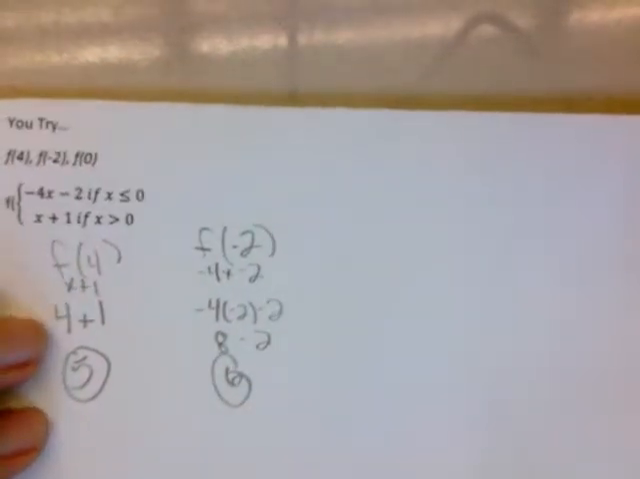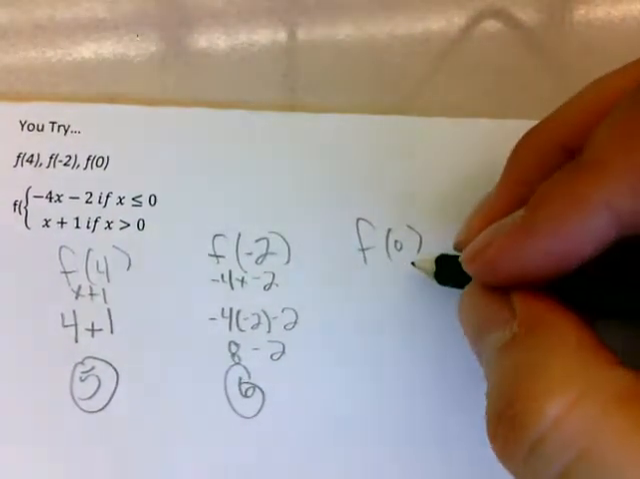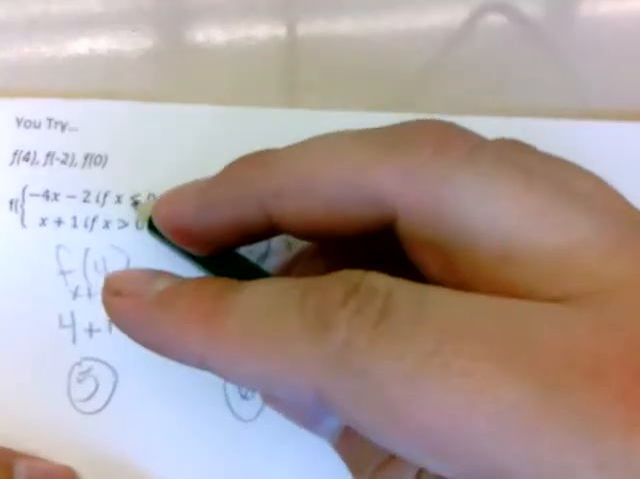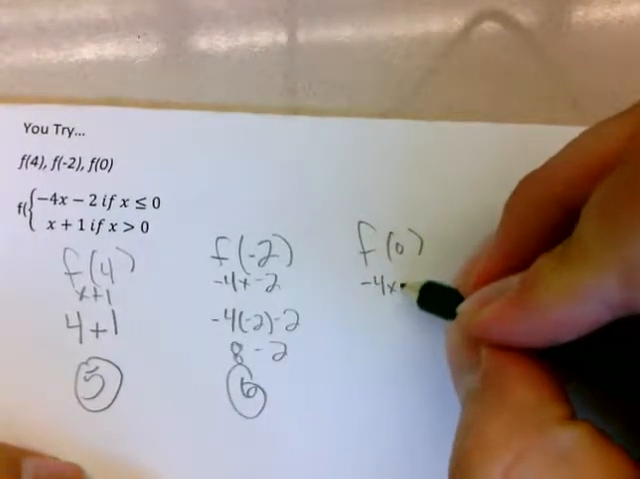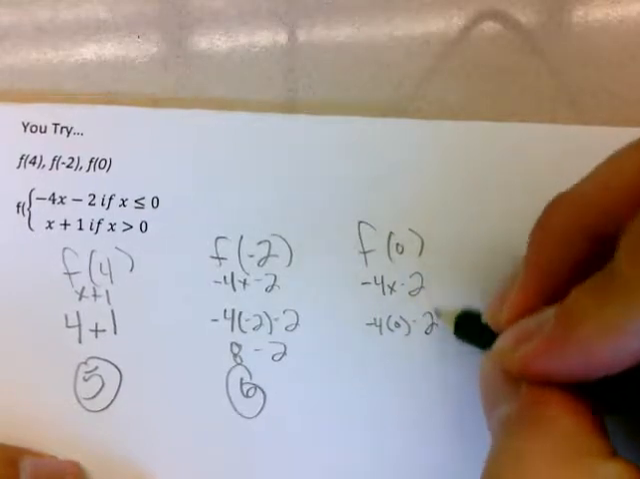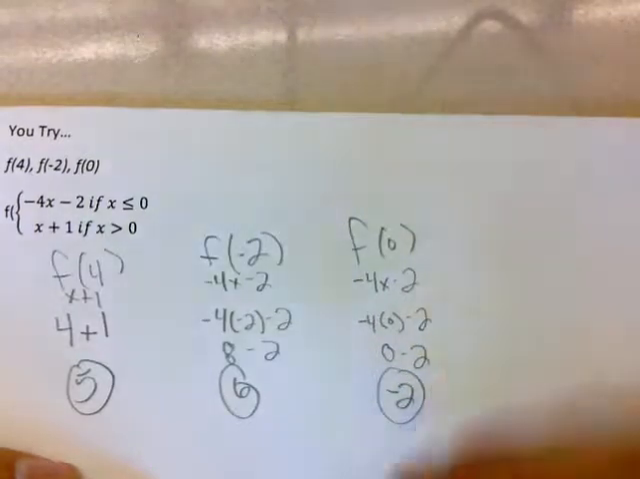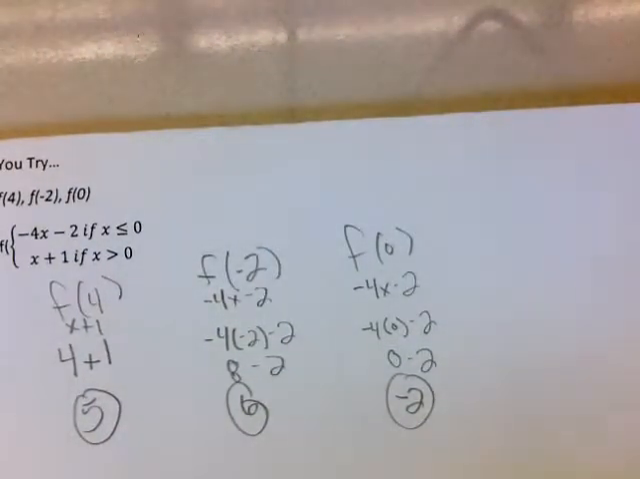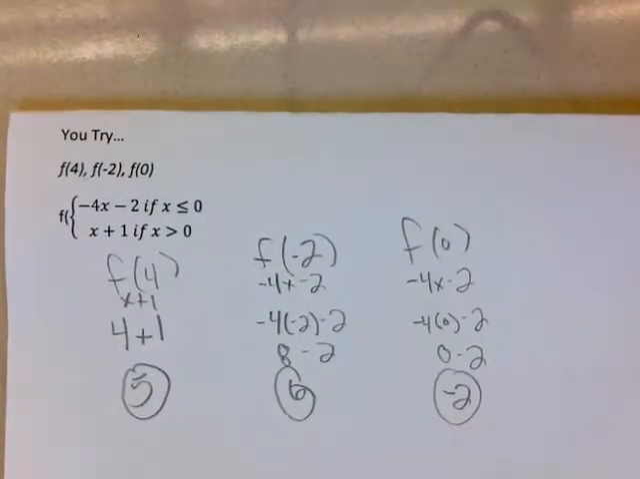Finally, we have f of 0. 0 is less than or equal to 0, so we use negative 4x minus 2. So it's negative 4 times 0 minus 2. So it's 0 minus 2, so it's negative 2. That's how you just plug in for the value. That's all you've got to do to plug in for the value.